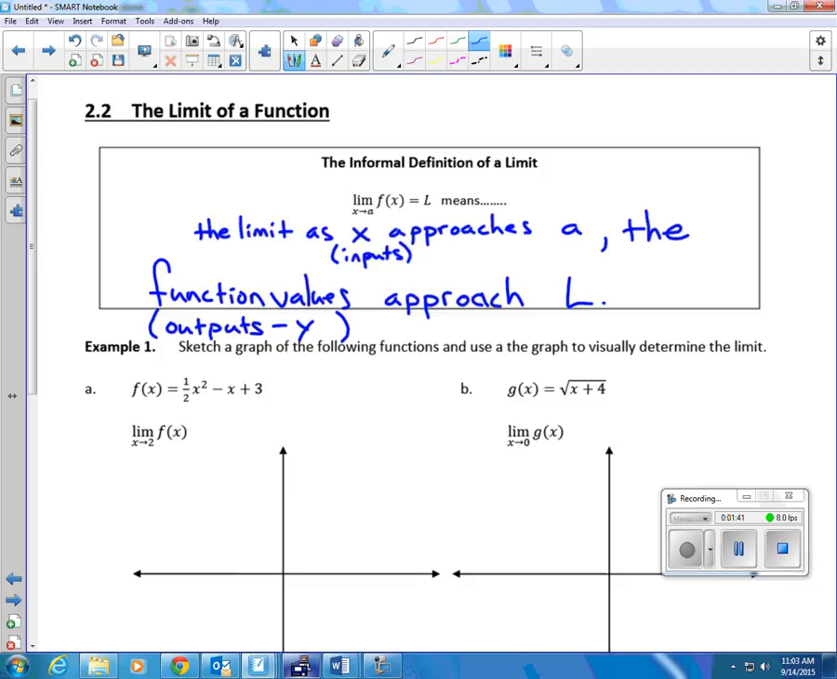So for example number 7 that we just looked at in your book, what were the x values approaching? Well, we're getting closer to 1. What were the outputs approaching? 0.5. So that would formally be written as the limit as x approaches 1 of the function, which was (x^3/6 - 1/6) divided by (x - 1), that was our function, equals 1/2. That's the idea.